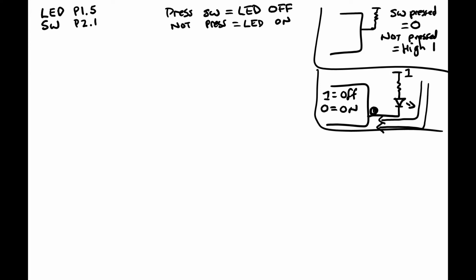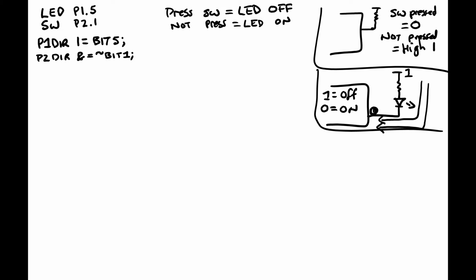First thing we want to do is set up the direction register. So P1DIR. We want to set bit 5 as an output. So we can OR that to make bit 5 the output. P2DIR. We want to make bit 1 as the input. There we go. Now what we'll do is we'll have a while loop.